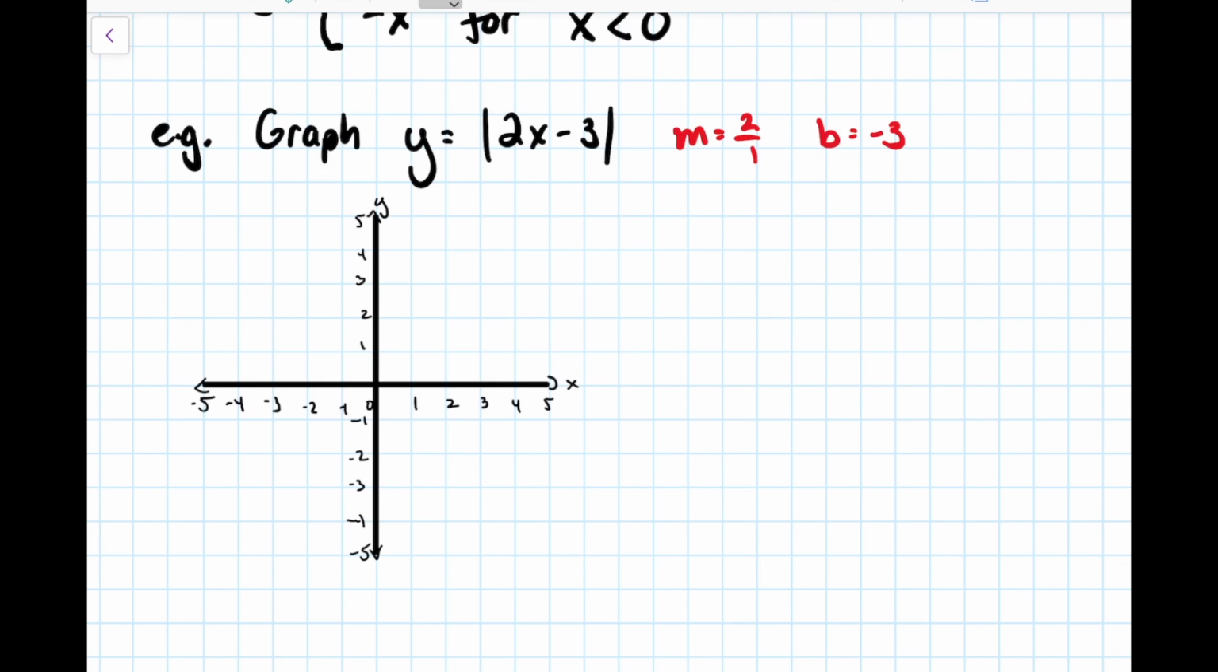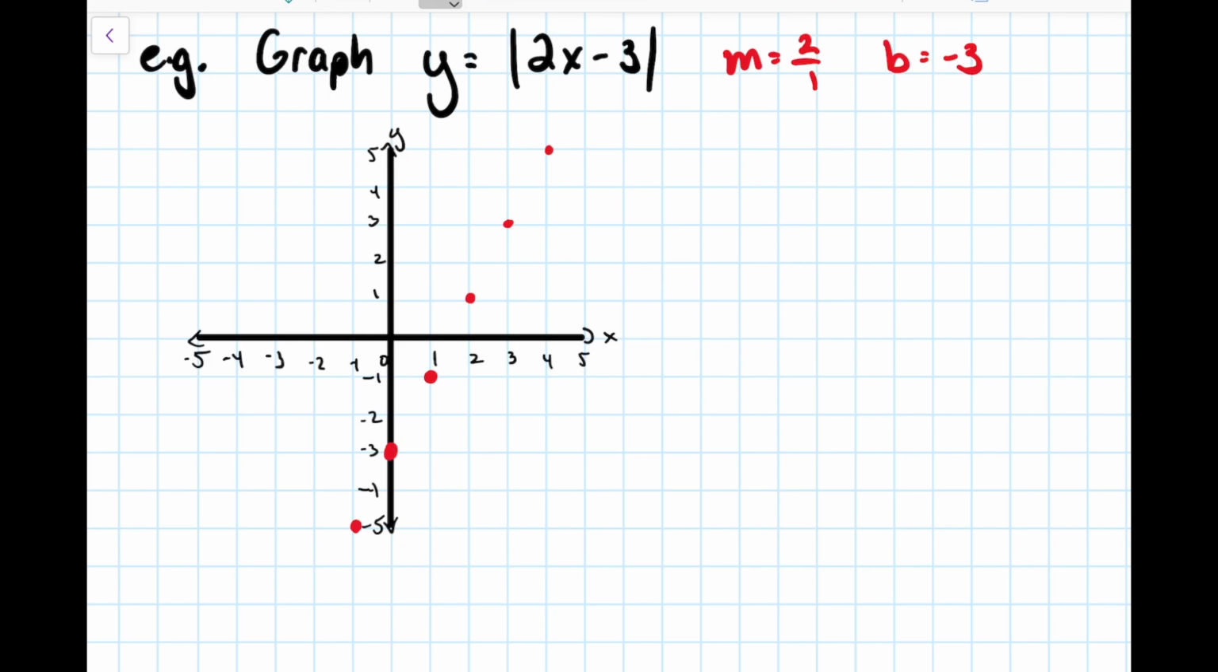Okay, so our y-intercept again was at negative 3, and then our slope is 2 over 1. So from that negative 3, we're going to go up 2 and right 1, which gets me a point here, and then up 2 and right 1, up 2, right 1, and so on and so on. And remember, you can always go the opposite as well. So instead of going up and right, we can go down and left, which gets me a point down here at that point there.